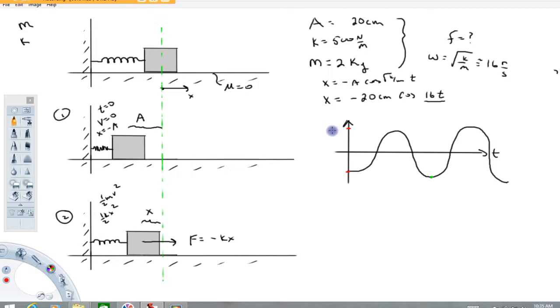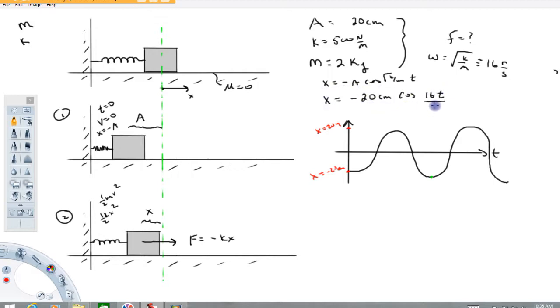So on this graph, that value here, x is equal to 20 centimeters. Here, x is equal to minus 20 centimeters. And what's going to happen is this thing is going to oscillate back and forth between x equals plus 20 and x equals minus 20. So we pretty well got the motion of this described.